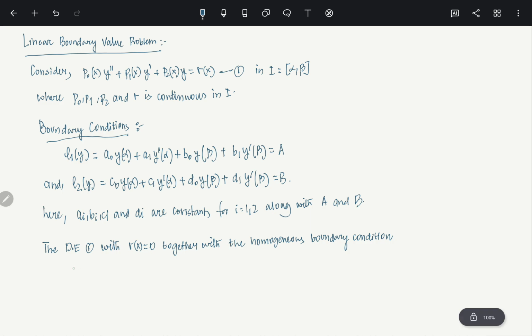What is the homogeneous boundary condition? L1 of y equals 0 and L2 of y equals 0. Okay, so these are the homogeneous boundary conditions. It's called a homogeneous boundary value problem. This is okay, right? So in this case, A equals 0 and B equals 0. This is what we are assuming here.